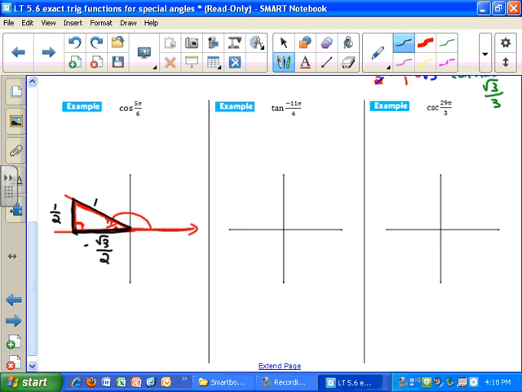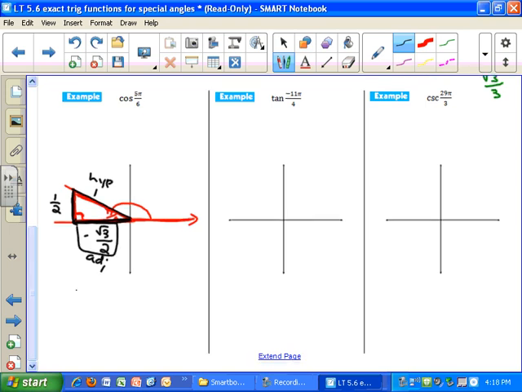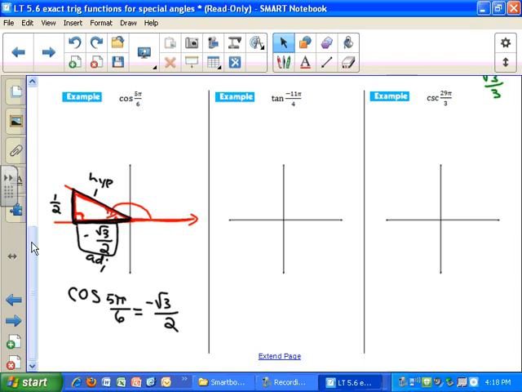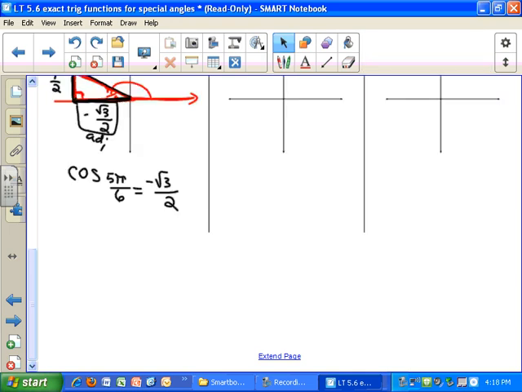Now that we've got that labeled, the question asks, what is the cosine of that? And so the cosine is going to be the x value, the adjacent side, over the hypotenuse. And so this is our cosine value. So we can say that the cosine of 5 pi over 6 does equal negative square root of 3 over 2.